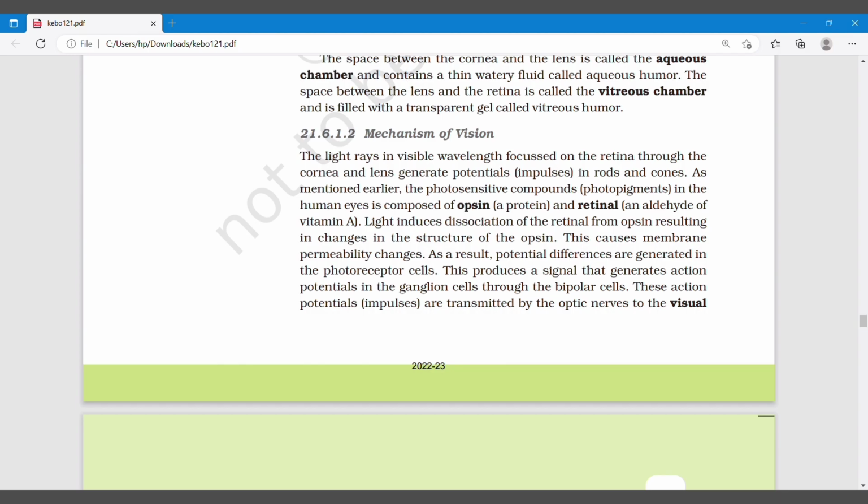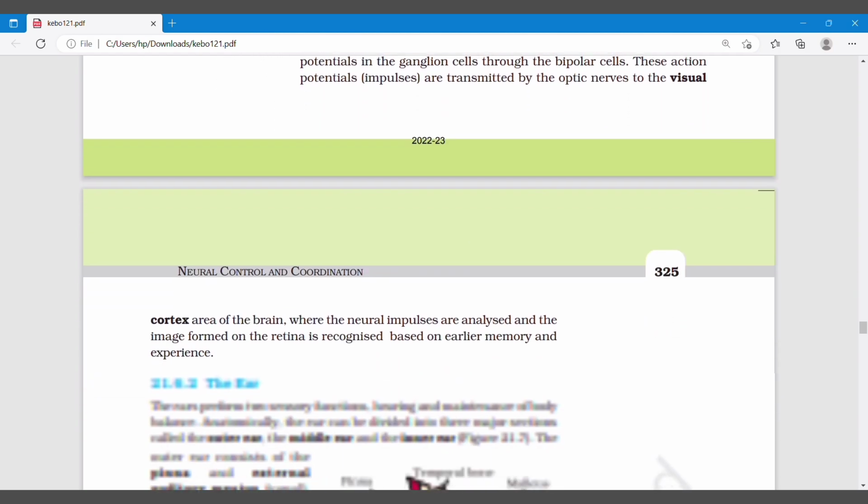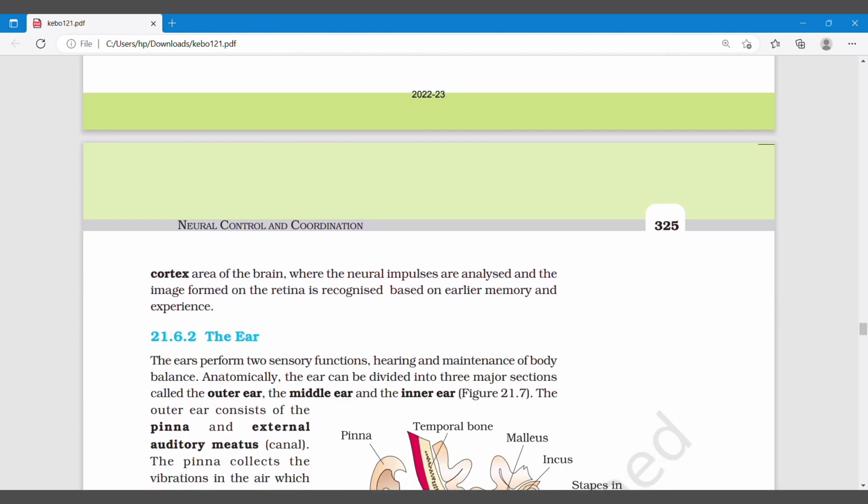As a result, potential differences are generated in the photoreceptor cells. This produces a signal that generates action potential in the ganglion cells through the bipolar cells. These action potential impulses are transmitted by the optic nerve to the visual cortex area of the brain, where the neural impulses are analyzed and the image formed on the retina is recognized based on the earlier memory and experience.